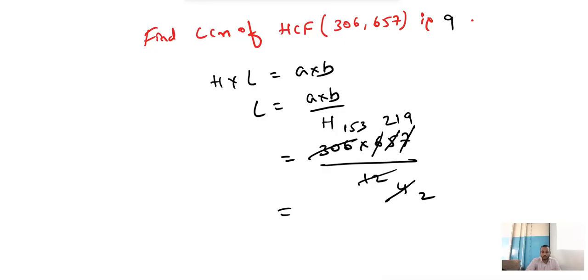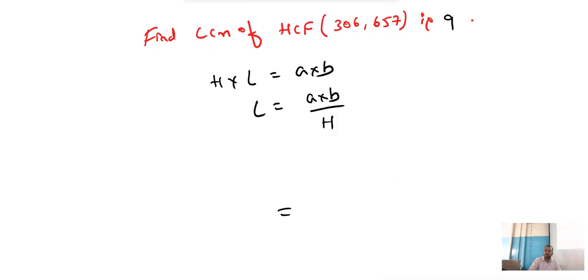So this question I have taken from one of the year question paper. Actually, there is a mistake over there in the question. So let me interchange the values. So it should come 9, not 12, because HCF of 306 and 657 is 9. What is A? 306. B, 657. HCF is 9. Then 9 ones are 9.